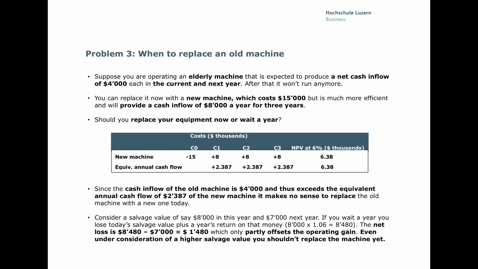Even if you consider a salvage value of, say, $8,000 in this year and $7,000 next year. If you wait a year, your opportunity costs are today's salvage value plus a year's return on that money, which corresponds to $8,480. The loss is then $1,480, which is the difference between opportunity cost of $8,480 and next year's salvage value of $7,000. Even when considering the higher salvage value, you shouldn't replace the machine.